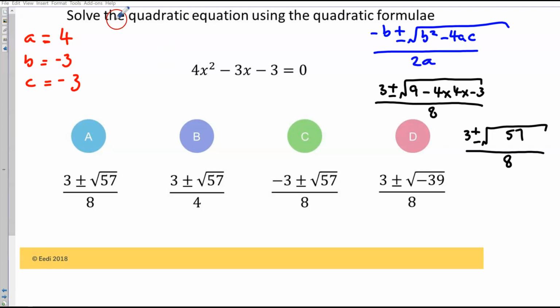Okay, so there we go. So I picked off my a, b, and c. I quoted the formula. I substituted my values in. I played around with it. And I've got it down to that. Are there any square numbers in 57? I can't think of any. So it would be answer... Which one is it? A. So it will be A. So well done if you got A.